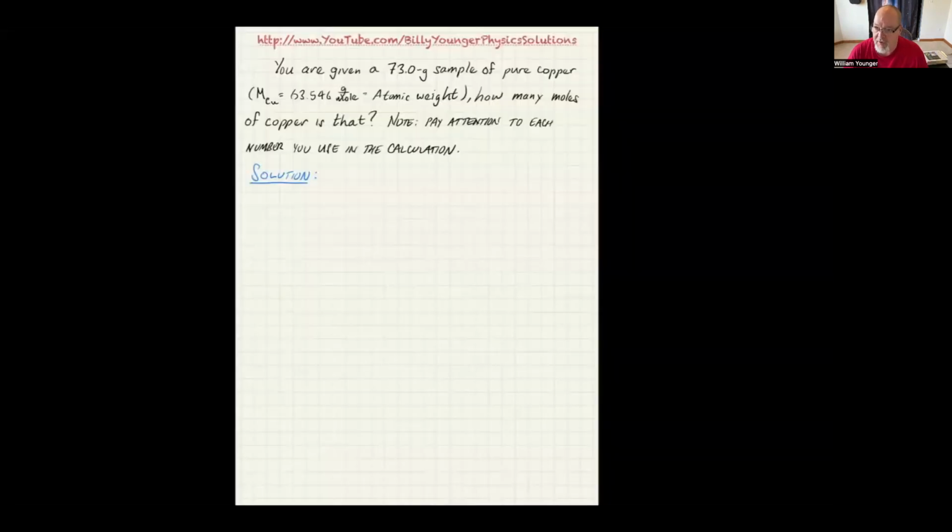And like I said, a mole is a very specific number of atoms or molecules. So this will come in handy later when I do a similar calculation where I ask you, for instance, the mass of a single atom of carbon. So here we have, you are given a 73.0 gram sample of pure copper. And here's the atomic weight, 63.546 grams. That's a decimal, just in case anybody misses it there. Oops, I should probably put that in black instead of blue. How many moles of copper is that?